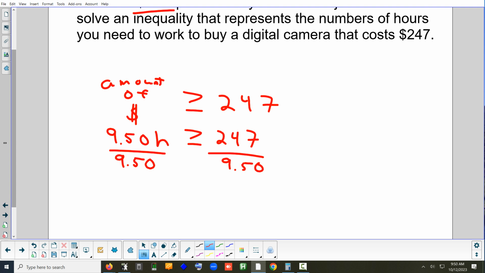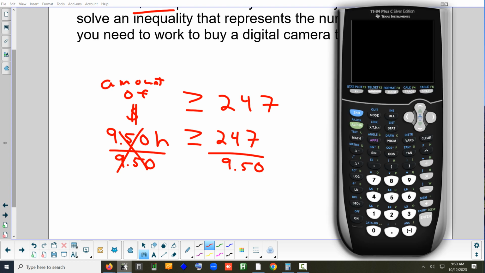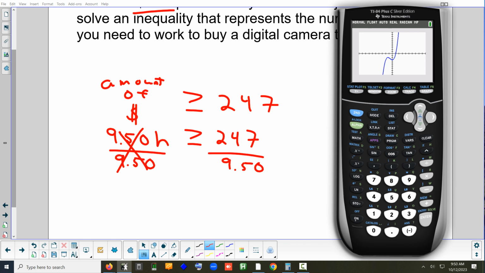Now, when you do that on Edge Elastic, I usually make available the calculator. I think it's right up next to the bookmark button. So if you click that, you get a calculator right on the screen that you can use and type it in. But if you're in my room while you're taking the test, I also have those calculators up front, so you can use those. All right, let's type it in. So we got 247 divided by 9.50 gives me 26.